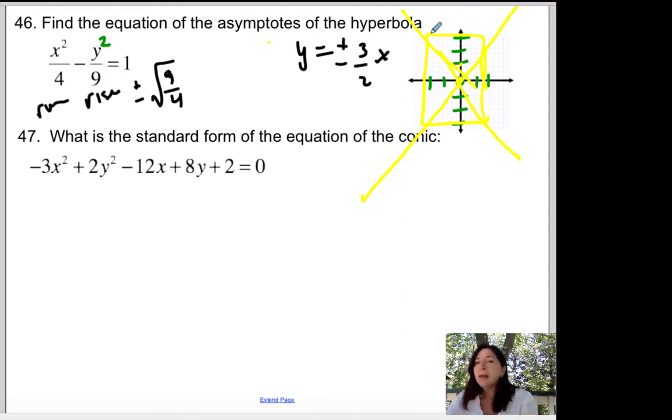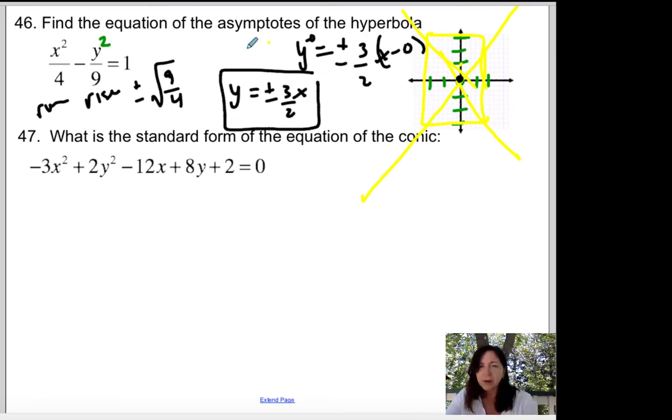The difference is when the center is off 0, you would move it. So this is basically x minus 0, see that? And then this would be y minus 0. And so it's just y equals plus or minus 3/2 x. And that's the equation of my asymptotes for this problem.